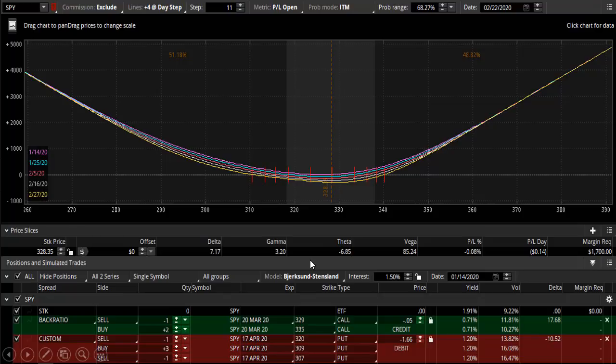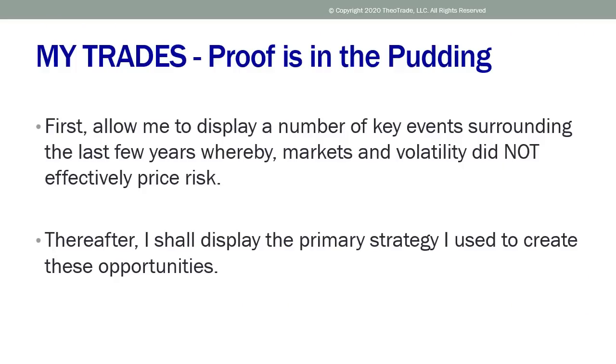Listen, when I talk about recent years, and I'll come back to that trade in a minute, there is one thing I'm going to tell you. First, just allow me to display a number of key events in the last few years. I'm taking a snapshot. What I decided to do was to show you big event risk. Every major event in the last 5 years, we've been on it. Markets and volatility did not effectively price risk well in the events I'm about to show you. Thereafter, I shall display the primary strategy I used to create all of these opportunities. So I'm going to take you on a little trip down memory lane, the last 5 years, where the marketplace did a very poor job of pricing risk.